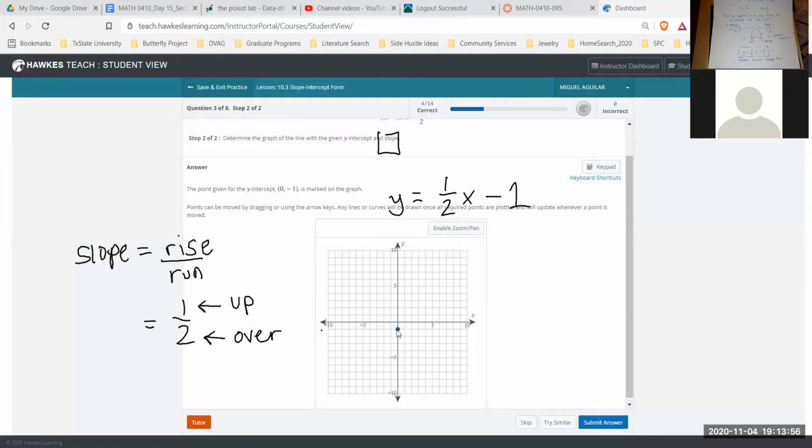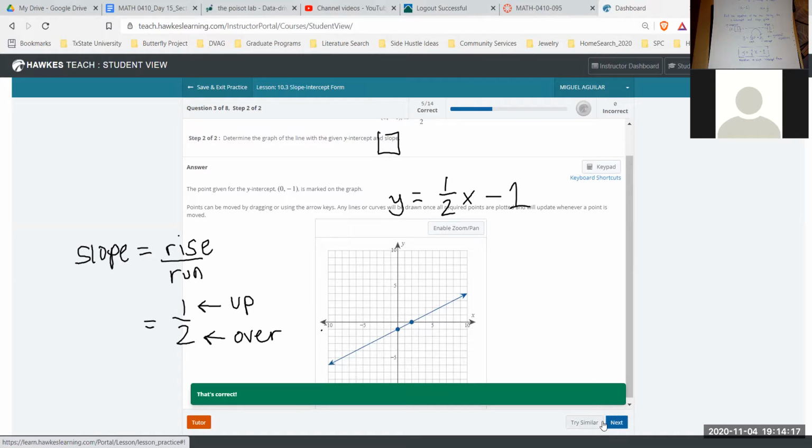So I should be able to start at this point at the y-intercept. I'm just going to go up 1 and then over 2, and then that's where I'm going to click. And as soon as that second point is dropped, it'll generate the line for you, and then you can just hit submit answer.